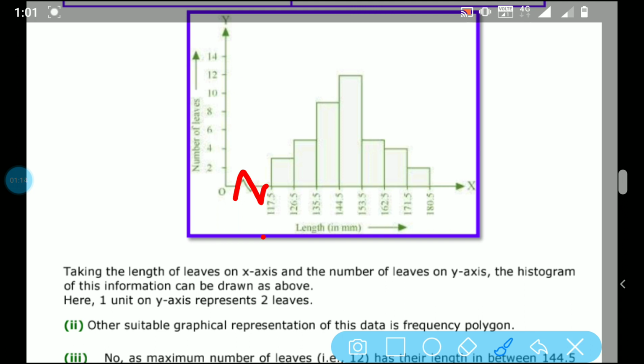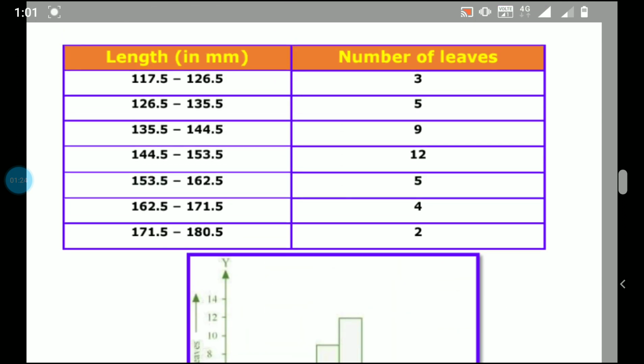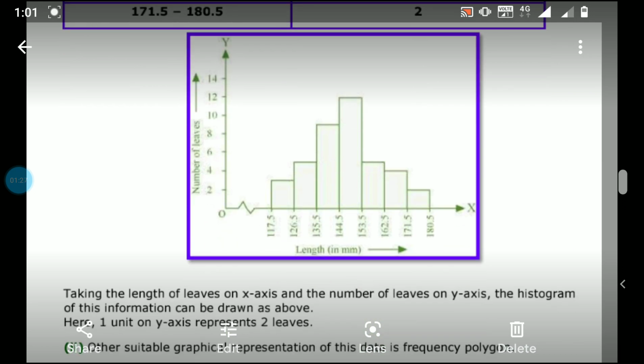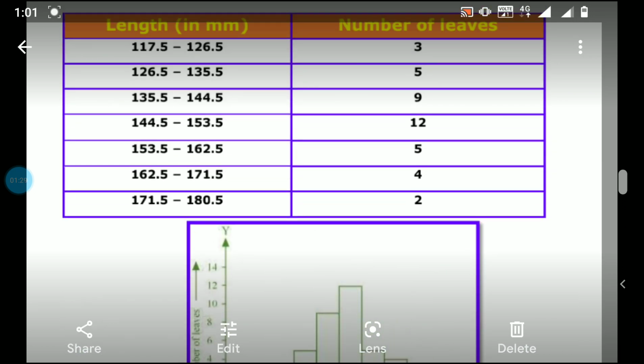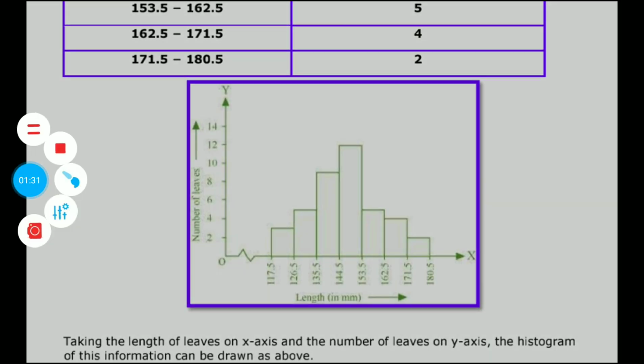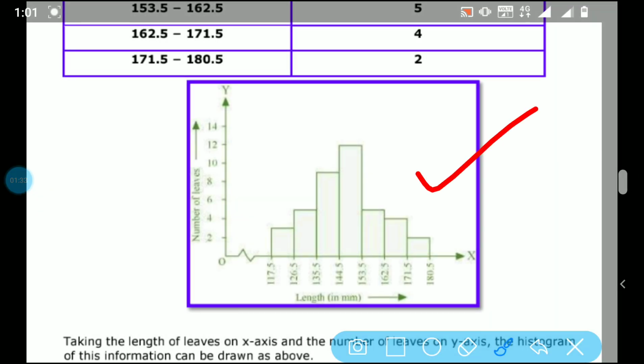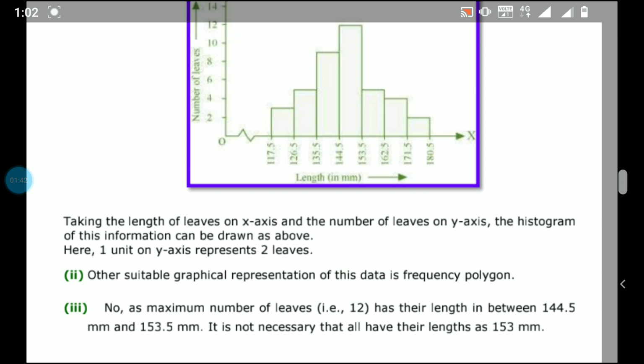So the class interval is on the x-axis, and the frequency will be represented on the y-axis. For 117.5 to 126.5, what is the number given? You can see here 3. So here 3, and then the same for 5 and then 5, and we will connect these rectangles, and it is called a histogram. So this is the way to represent the question in histogram form. Okay, and now we will give the answer. The first answer is this.